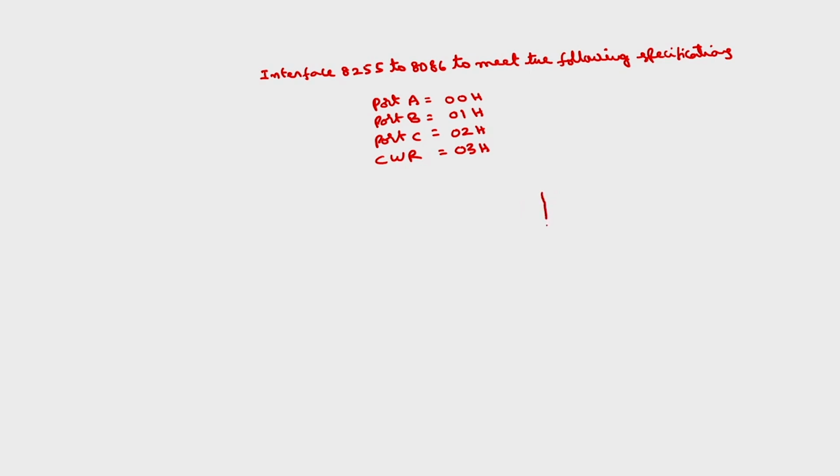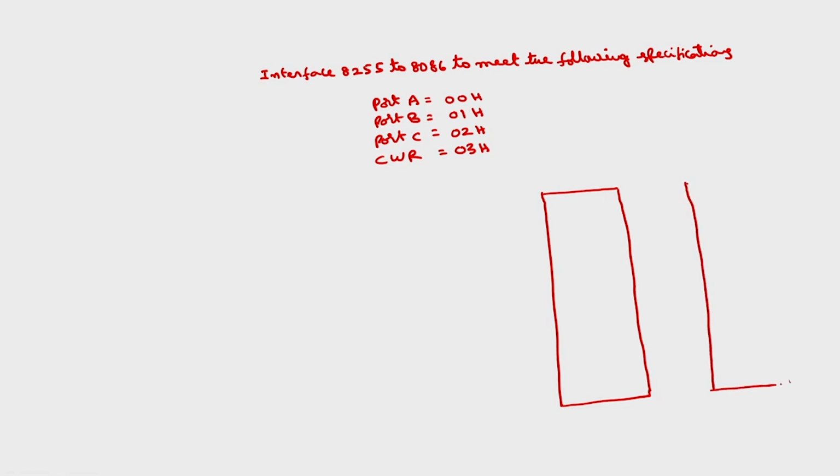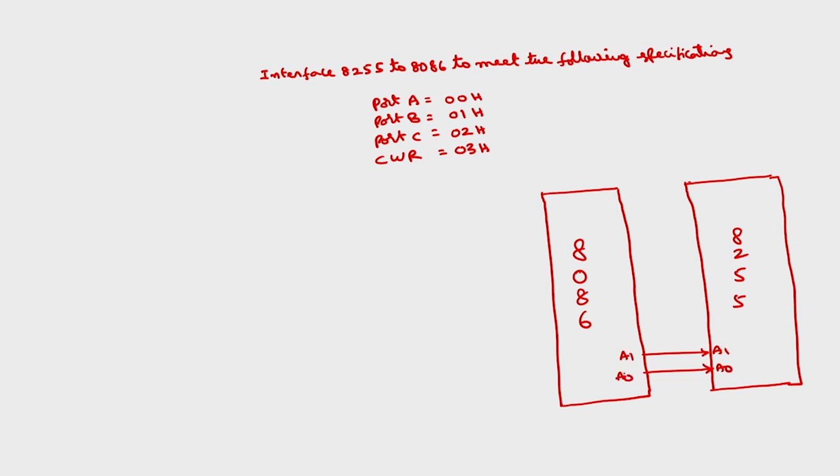This is similar to the earlier one, except that it depends upon the address map, you have to select the chip select signal. So this is 8255, 8086. Remaining all connections are the same, A1 to A1, A0 to A0. I am going to just show how the chip select will be generated.